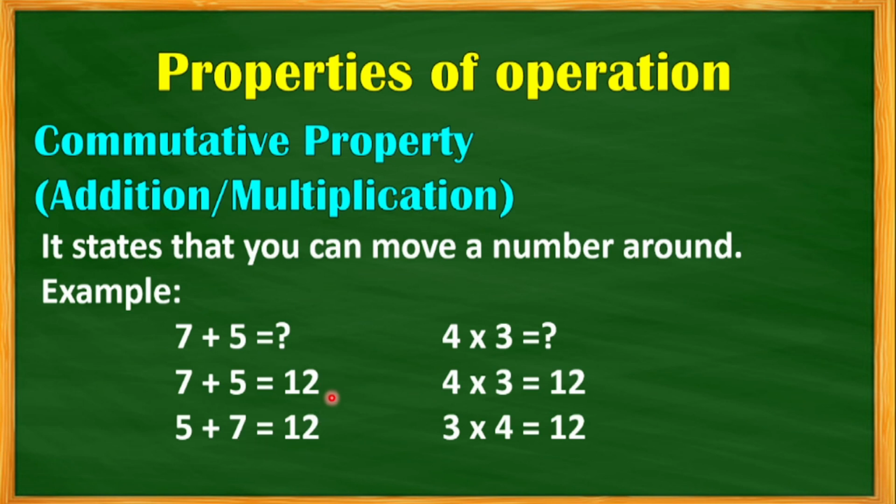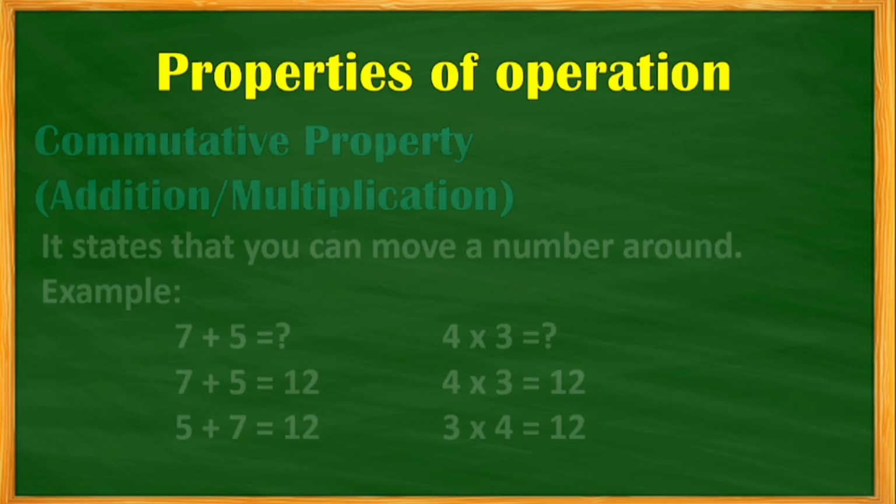They are the same answer because of the commutative property of addition. And for the commutative property of multiplication, it's the same as in addition: 4 multiplied by 3. So 4 multiplied by 3 is equal to 12, or 3 multiplied by 4 is equal to 12. So that would be the commutative property of addition and multiplication.